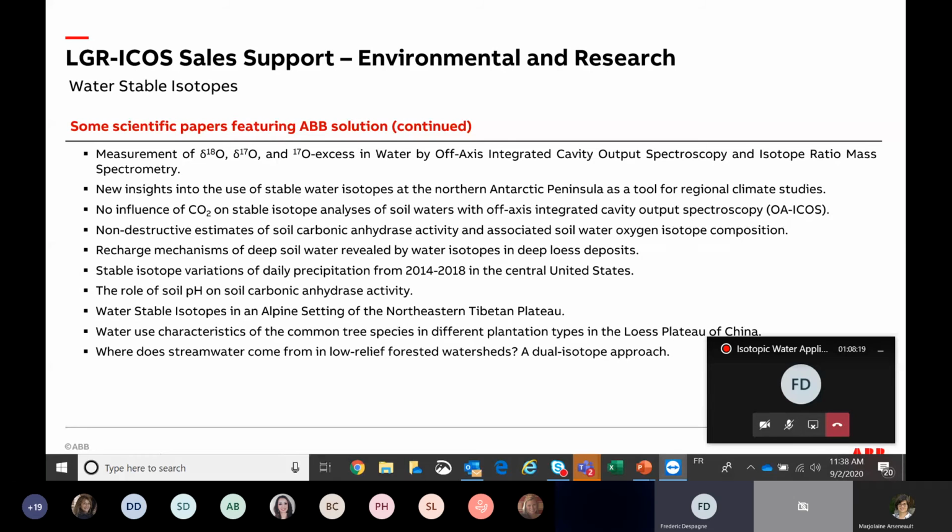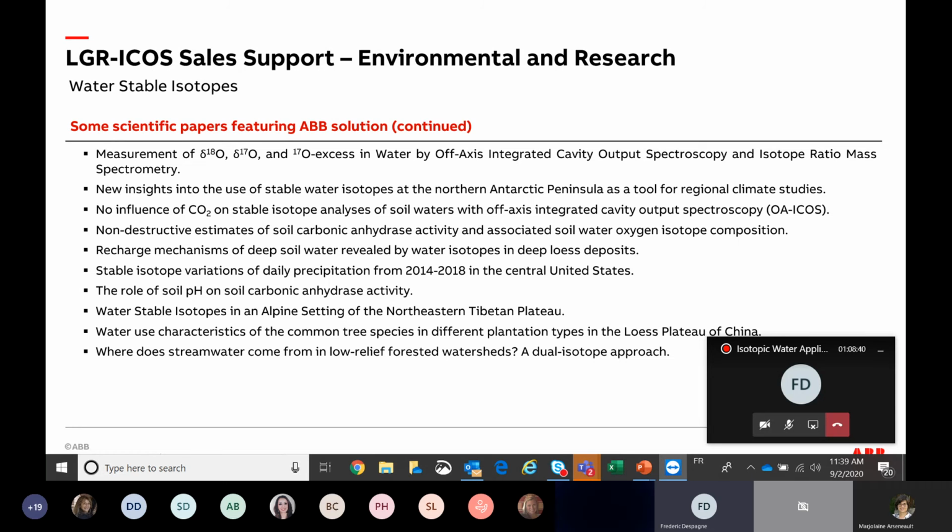Bayu has a question on the difference in 17O excess between the ABB LGR instrument and Picarro. I think he's asking about the performance difference. We will need to check on that and the specification. I really don't know by heart the Picarro performance precision, so we will need to check this.